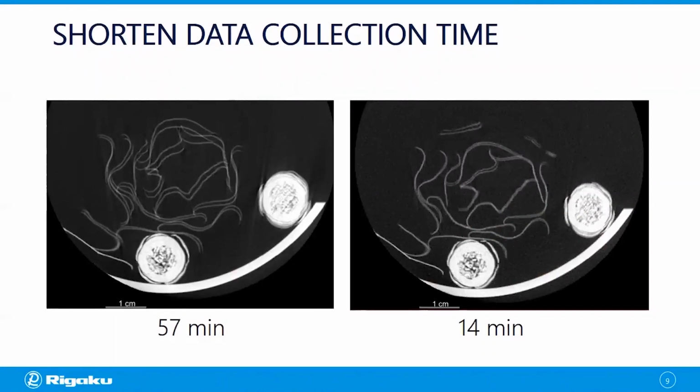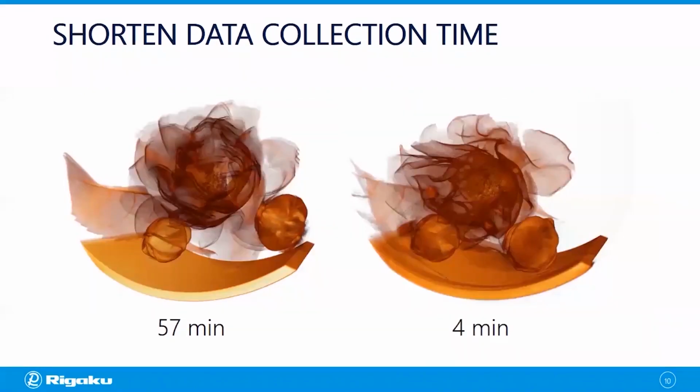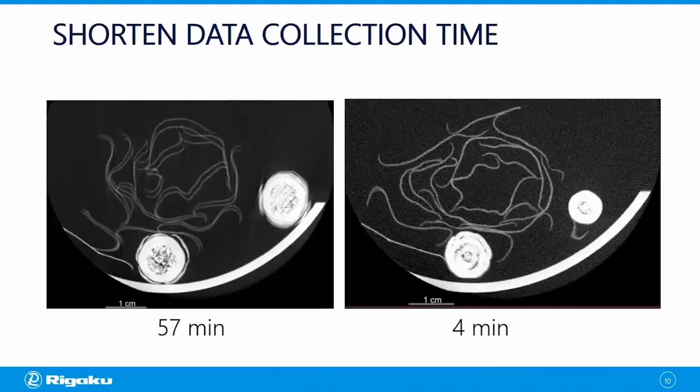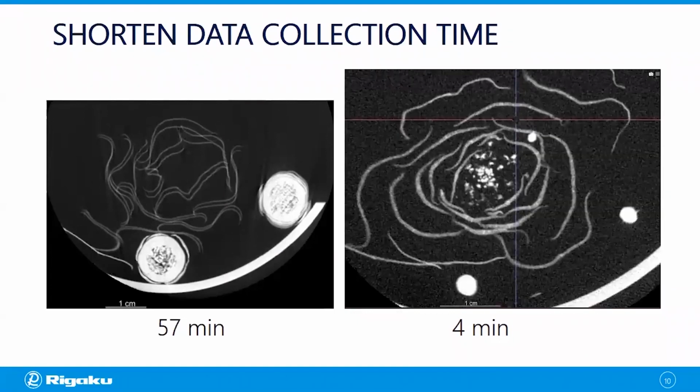What about even shorter data collection times? In this case, the total data collection time on the right is 4 minutes. And here, we can resolve a single flower. A cross-section of the petals and the stamen also appears much clearer. And this suggests that we could collect a quality data set for this sample just by collecting at a shorter exposure time.